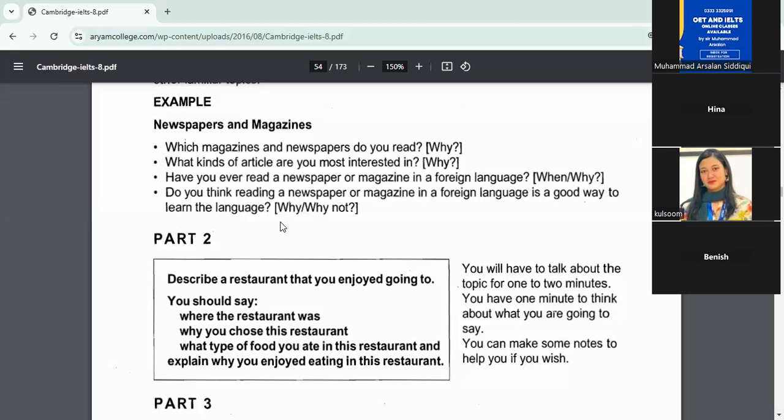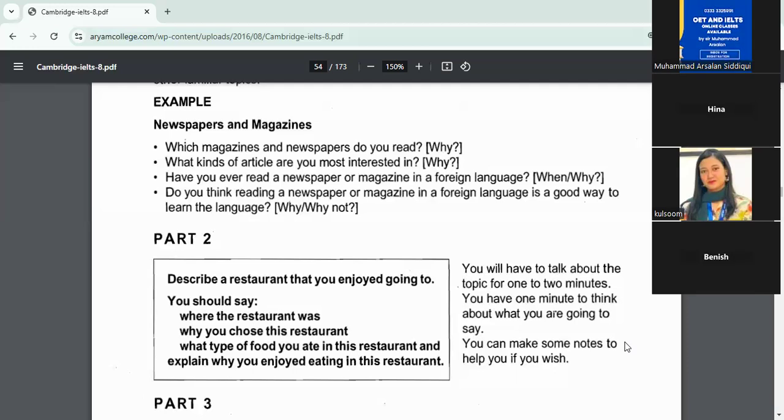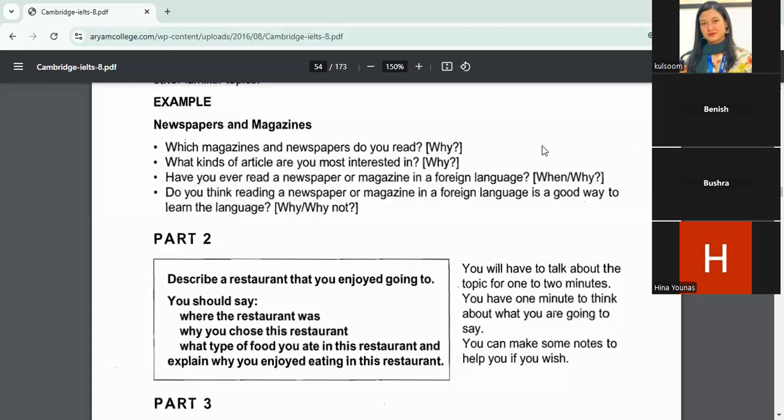Is that okay? I need your reaction. क्या आपको मेरे आंसर समझ में आए हैं? Please react if you agree. Bushra and Hina Yunus and Hina Shar. Yes, sir. Okay, thank you. बेटा रिएक्ट कर सकते हैं आप. You can also react instead of unmuting. Thank you. ये तो हो गया, sir.